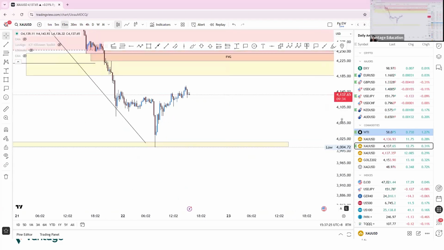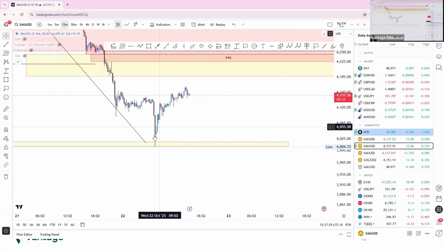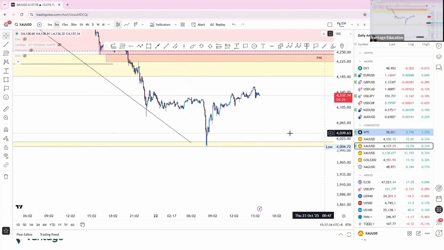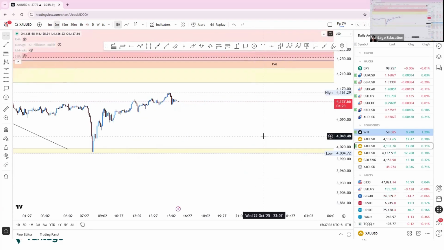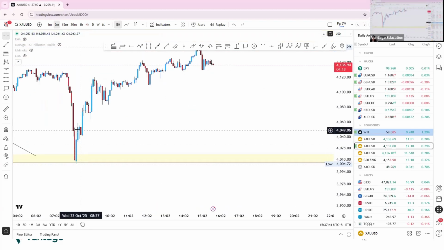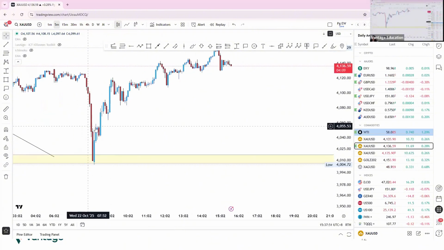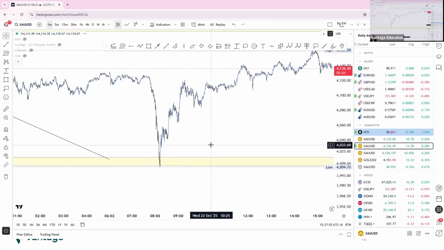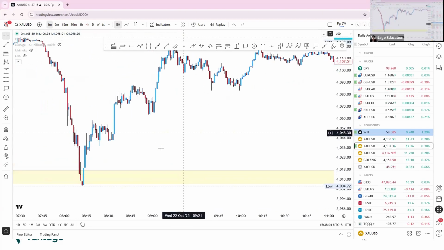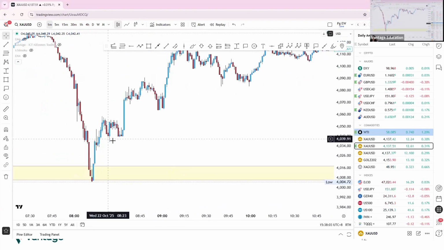For example, this morning, price went all the way down to this level. The confirmation is which one? Let's say this confirmation. These two candles engulf the previous candle. Then you wait for the pullback and then you buy. Maybe you go to the M1, and you will see that price pulls back somewhere around here, and then you buy.